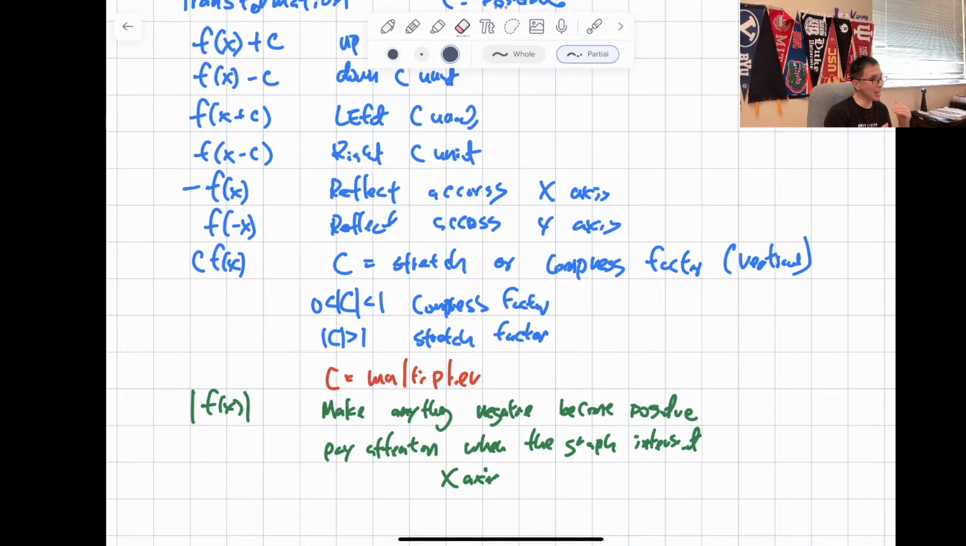Now, negative f of x is reflecting across the x-axis because all the output becomes opposite. And same thing, it is reflecting across the y-axis if the input becomes opposite. And c times f of x, we're going to call it a multiplier. I'm going to talk about how to graph a multiplier. But just know if c is between 0 and 1, let's say 1/2 or 3/4, it's going to be compressed. If it's anything greater than 1, it's going to be called a stretch.